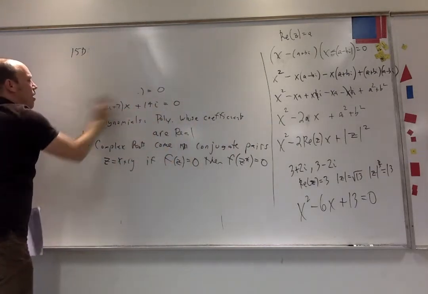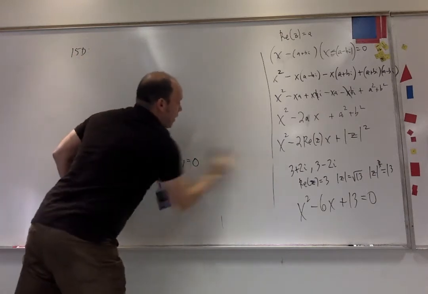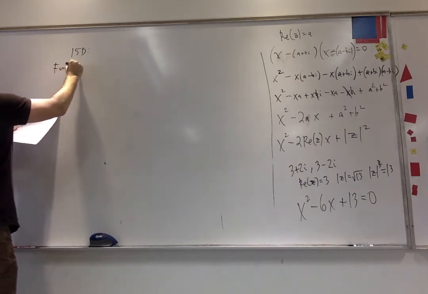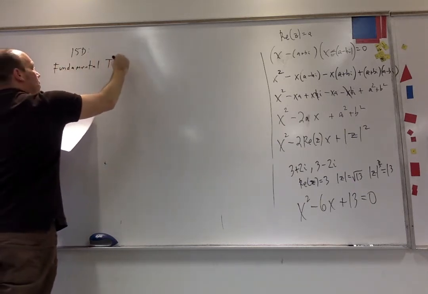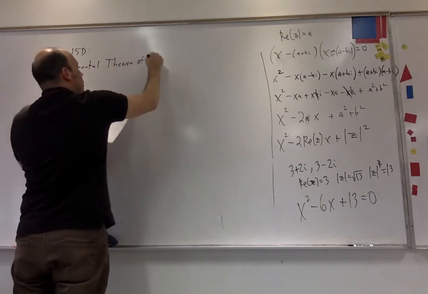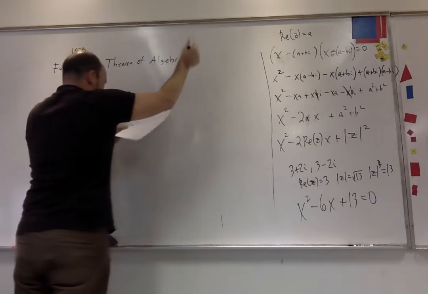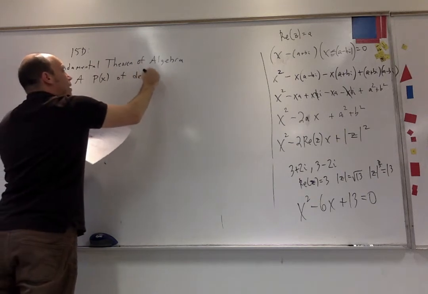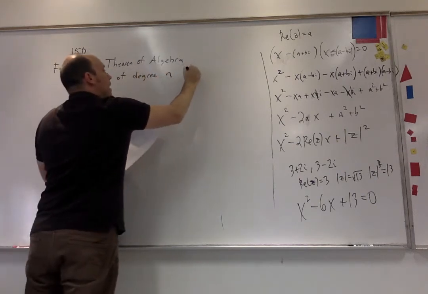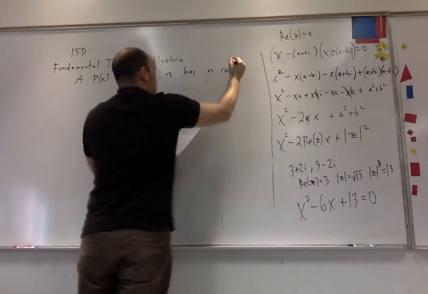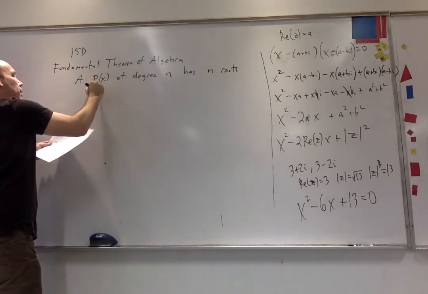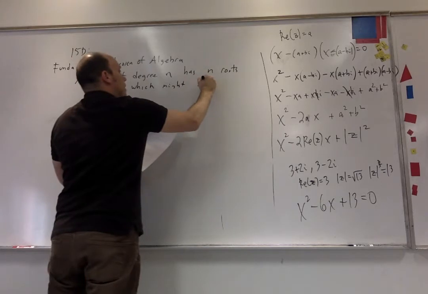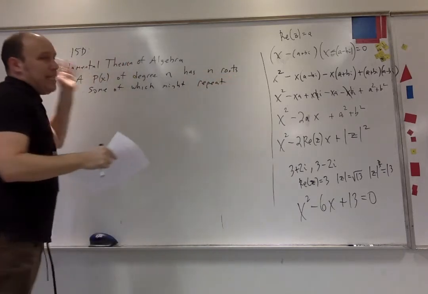And then the last thing they say in 15D is, and they're kind of throwing this stuff out there, it's a weird chapter. Usually I'd skip over it. The last thing they would say is just the fundamental theorem of algebra, which I don't know why it's in here, but it's here. Basically, a polynomial of degree n has n roots, some of which might repeat. Okay, that's 15D.